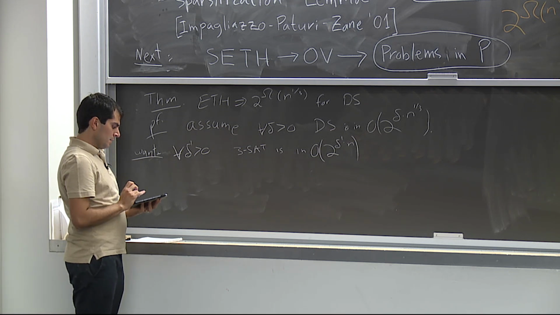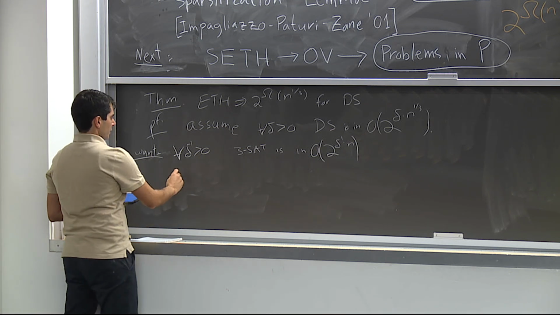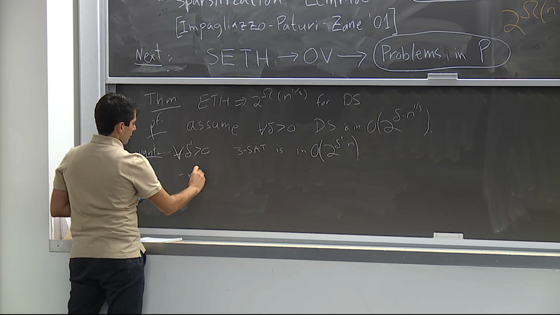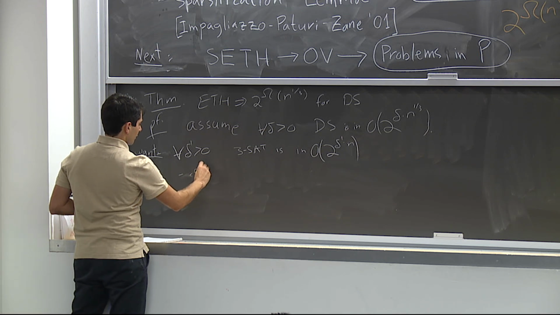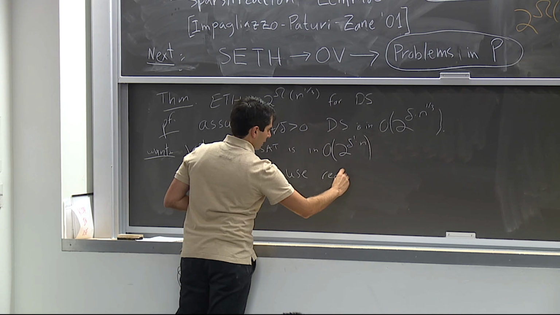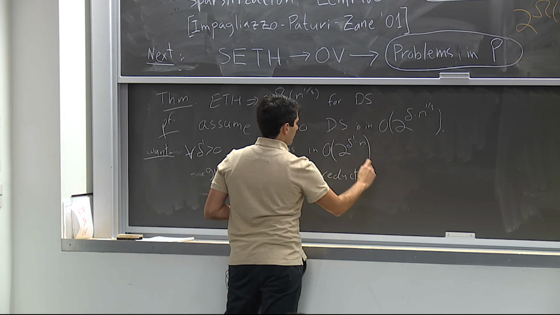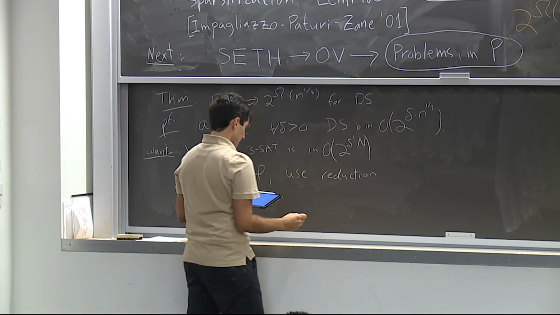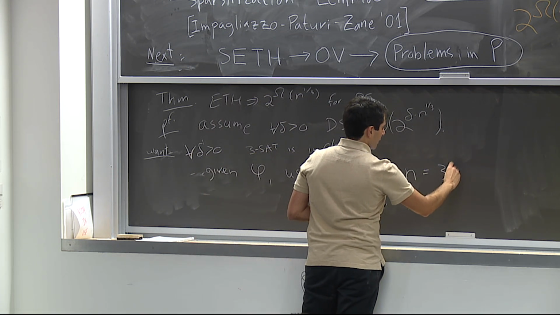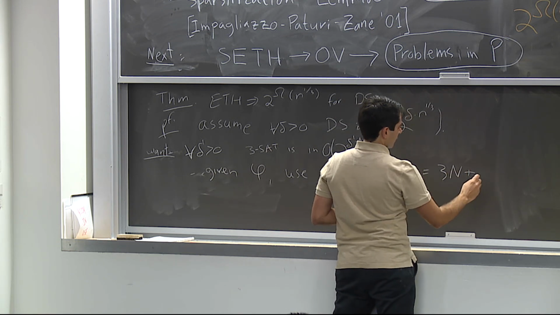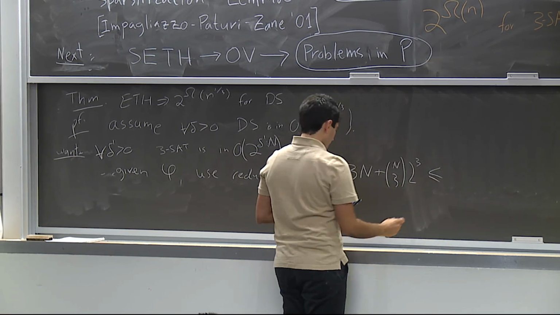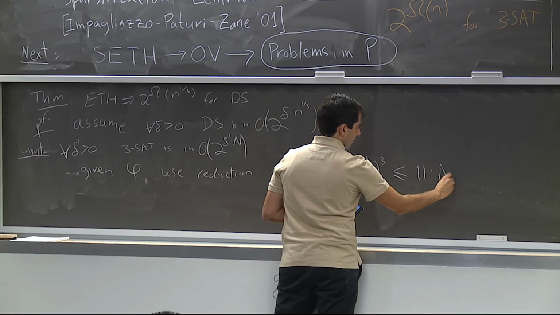And we get this because, to solve SAT, you just do the reduction. So given some formula, we use the reduction, and you get a graph where the number of nodes is 3n plus n choose 3. And this can be upper bounded very roughly by 11n cubed.